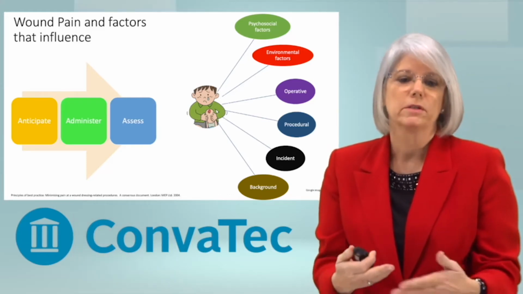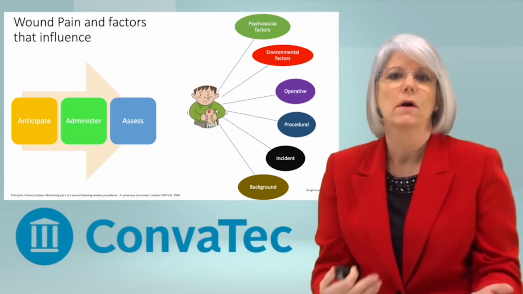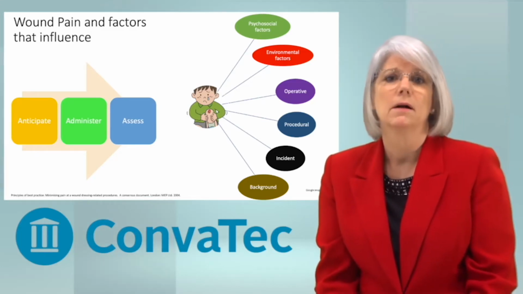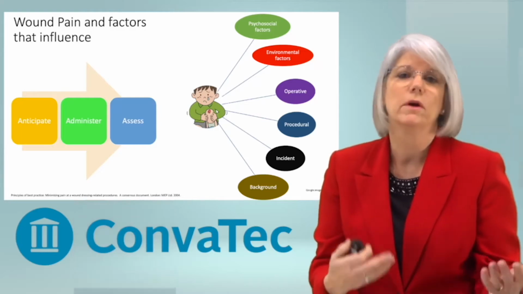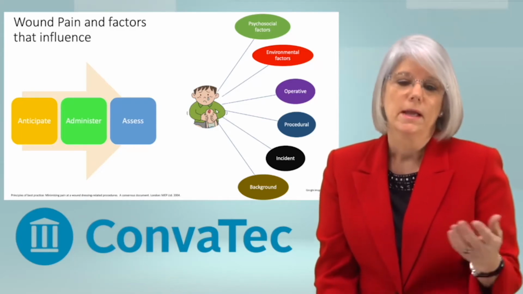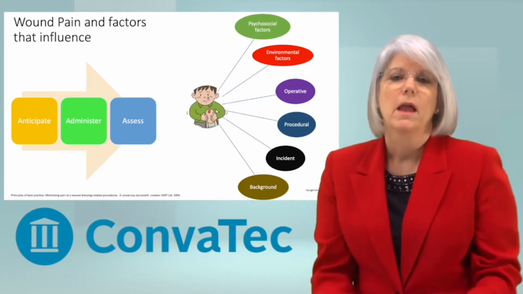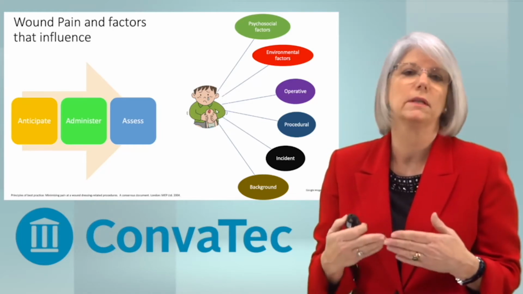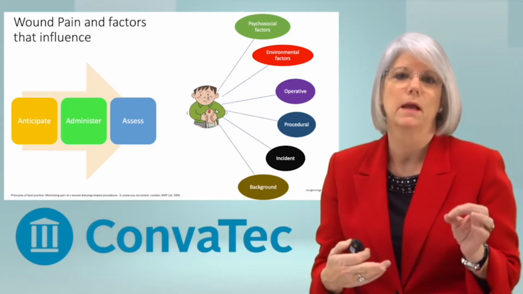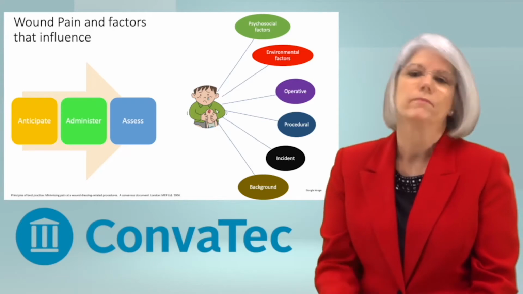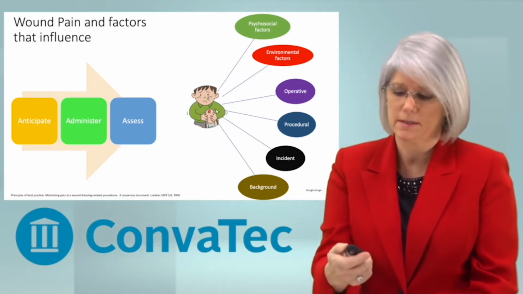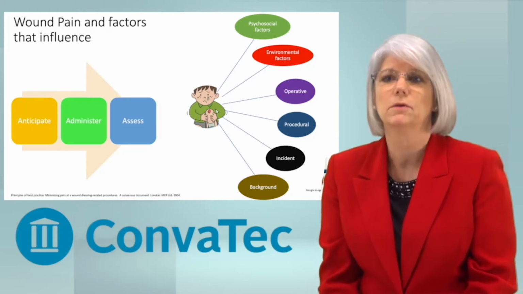Not only do these patients have wounds, but they can also have other comorbidities and diseases, so they can have background pain unrelated to what you're doing to that patient. So it's getting a pain history. And for some patients who come into our services, wound healing is not the first priority. It's getting that pain under control. So remember the 3 A's: to anticipate, administer, and assess, to get the pain under control.